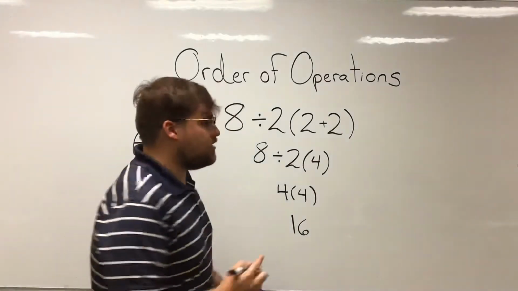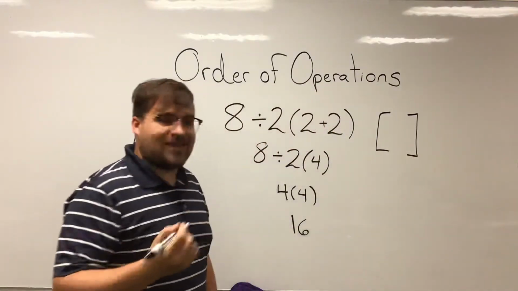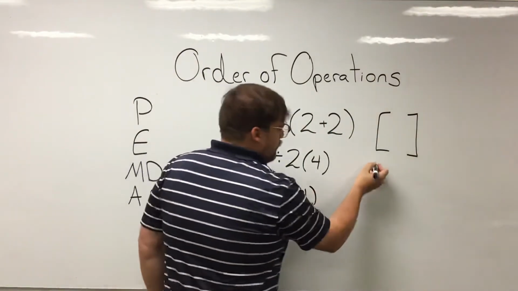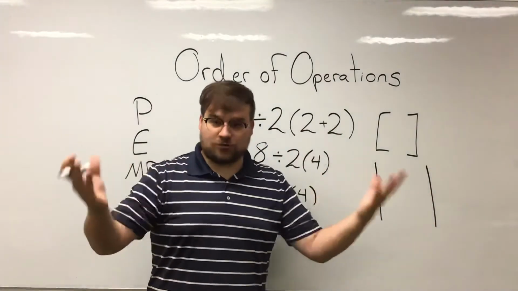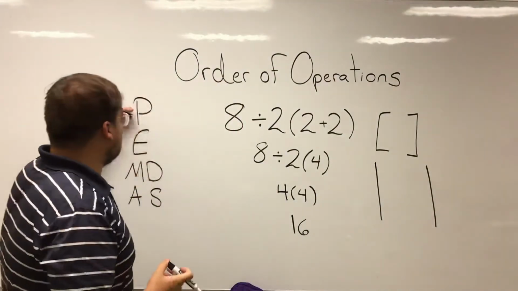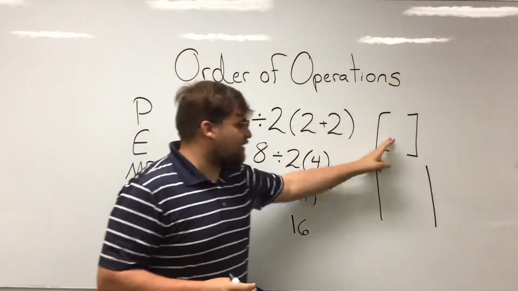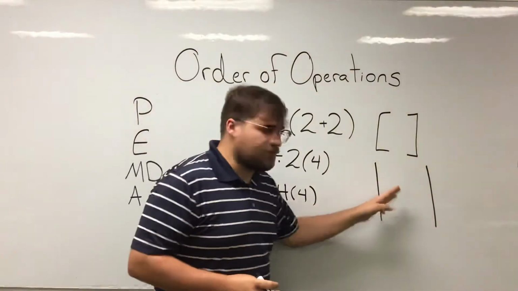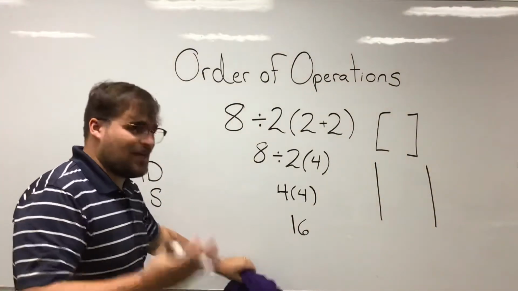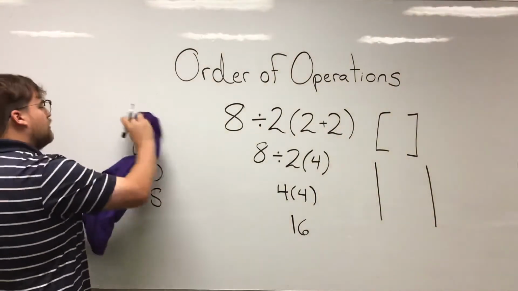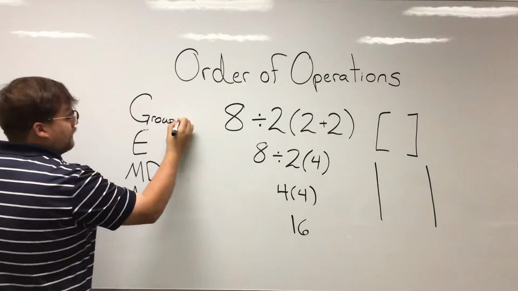You may also see brackets that look like this, or you might see absolute value, something that looks like this, just big long lines on either side of a group of numbers. So this first step doesn't just mean we do parentheses first. It means that if there's brackets, we do those first. Or if there's absolute value bars, we do those first. So what I like to call this first step is not P for parentheses, but I like to use the letter G for groups or grouping.